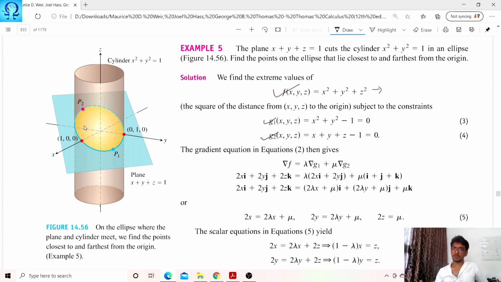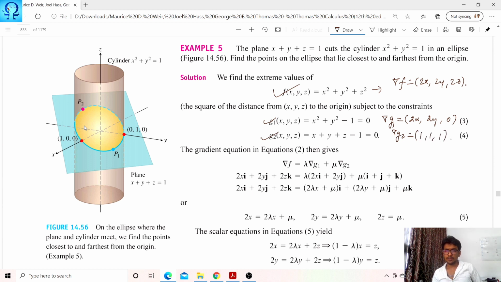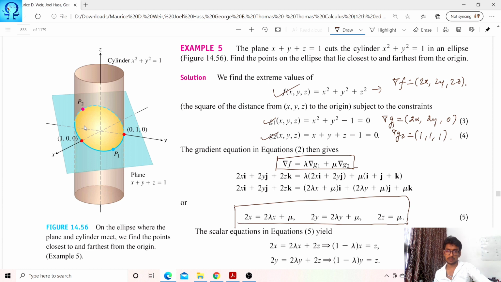And from this, if you find your del f, it is going to be 2x, 2y and 2z, and your del g is 2x, 2y and 0. Your del g2 is 1 comma 1 comma 1. So if you put these values in and equate the i, j and k coordinates respectively, this is what you are going to get.